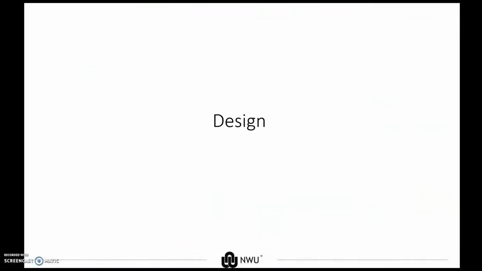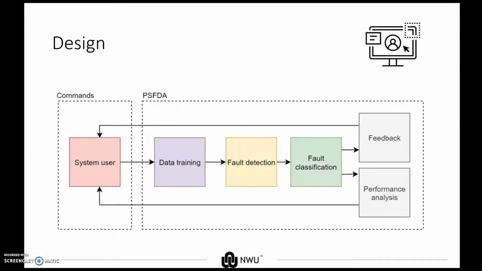The design is divided into the preliminary and detailed design. The network will be operated by a system user that will train the algorithm with data of a power system. The trained network will then be used on a new set of parameters to test the fault detection and classification ability of the network. Thereafter, the network's performance and some extra information will be fed back to the user.